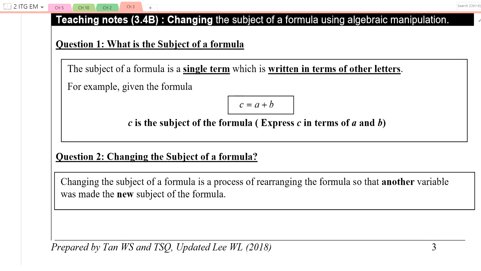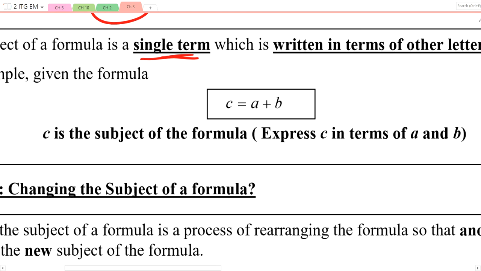Okay, now back to what we were saying about the subject of a formula. So the subject is a single term which is written in terms of other letters. For example, if I have a simple formula such as C equals A plus B, we say that C is the subject.